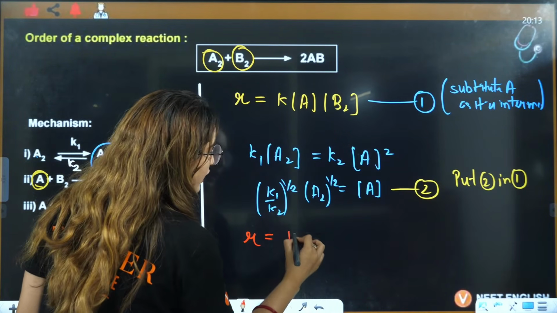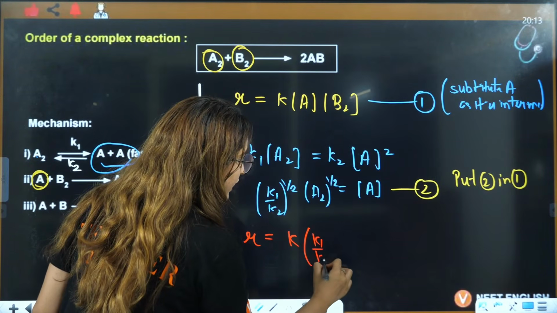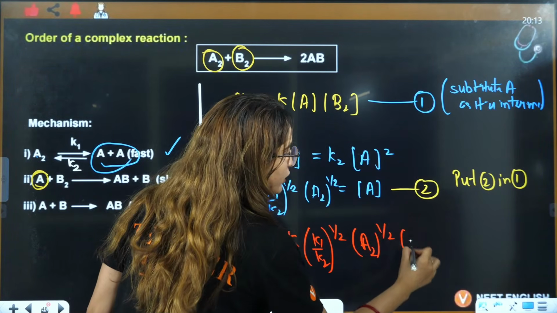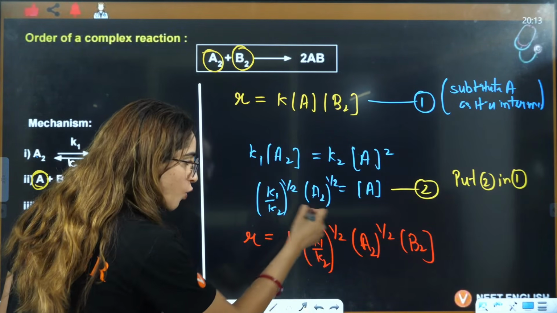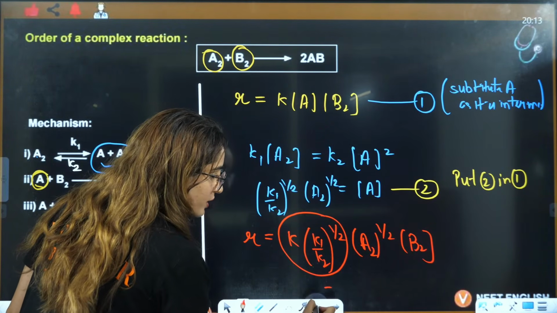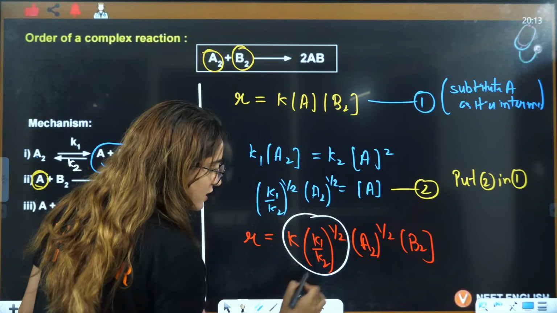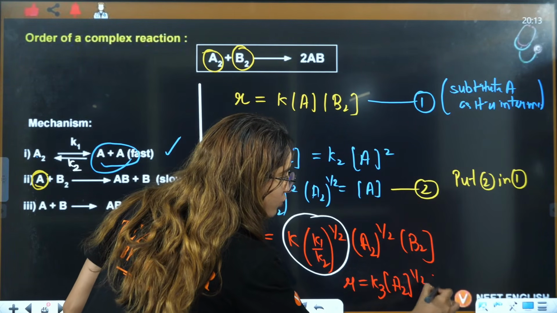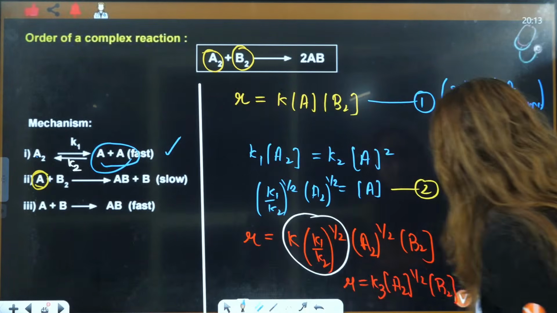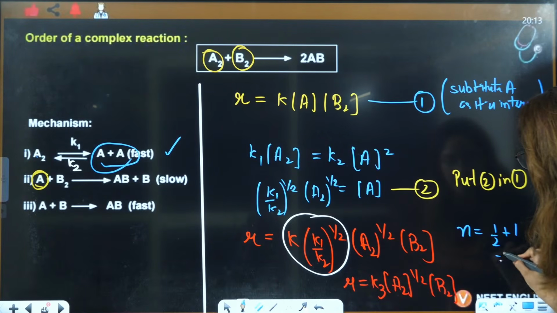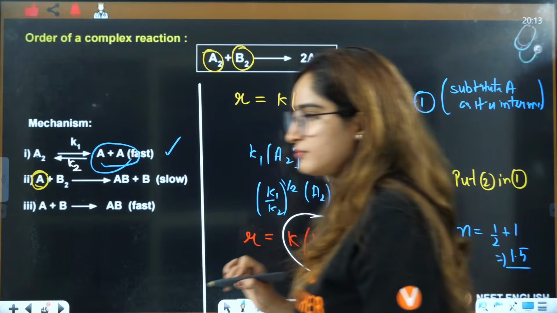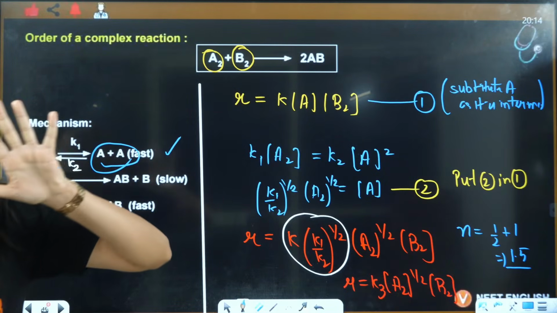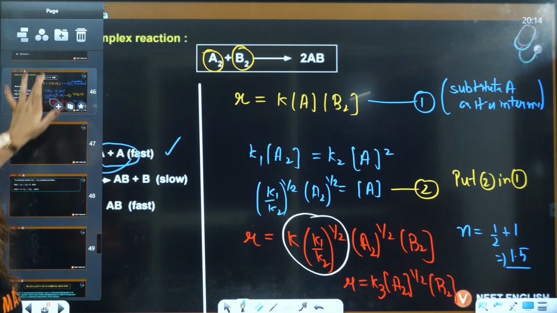Rate of reaction is equal to K, and this A is nothing but K1 by K2 raised to 1 by 2, then A2 raised to power 1 by 2, then B2. This whole constant I'll take as K3. So R is equal to K3 A2 to the power 1 by 2 and B2. Can you say the order of the reaction is half plus 1, that is 1.5? Order of the reaction is 3 by 2. Is that clear to everybody?